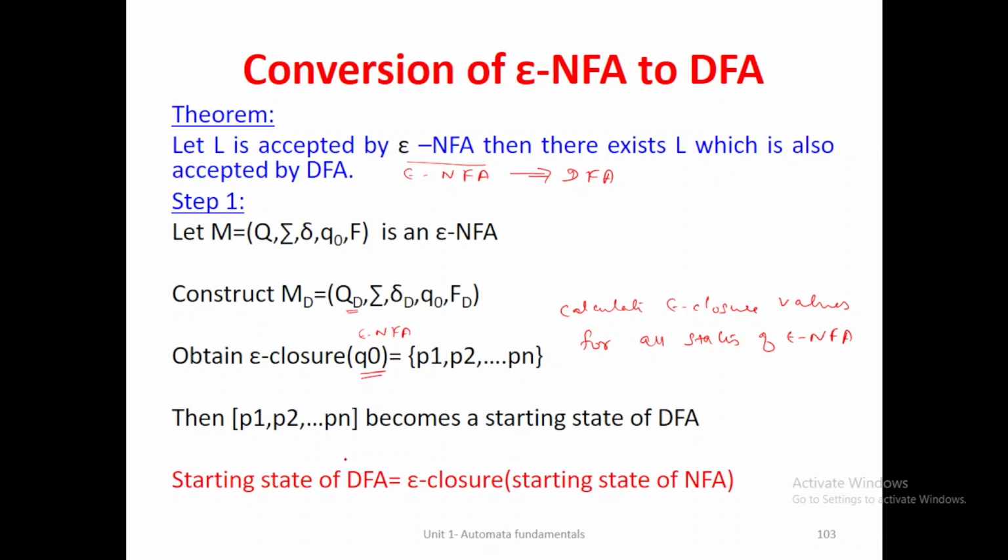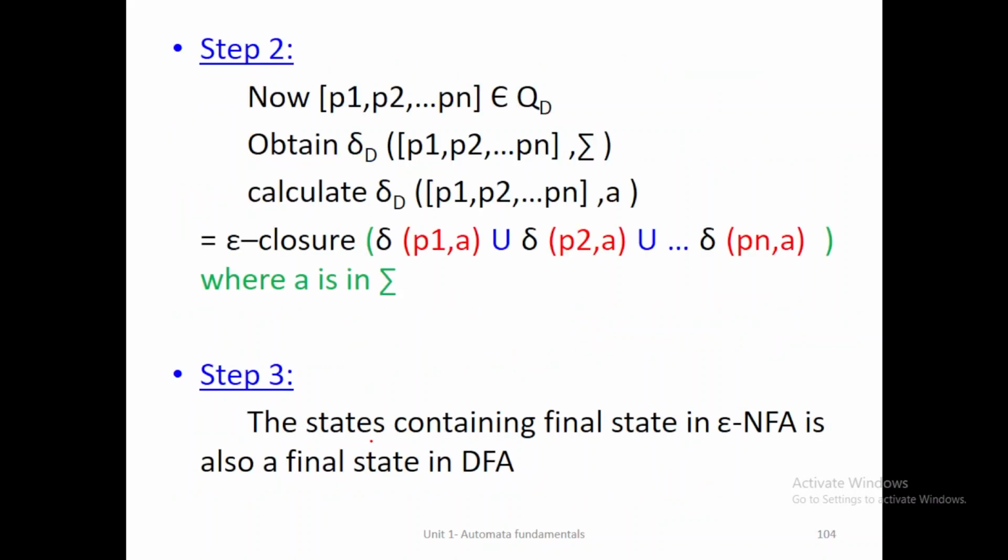Then, how can you calculate the starting state of the DFA? What is the epsilon closure of the NFA starting state? That is the epsilon NFA starting state, which is also the DFA starting state. Then you should obtain the calculation. That means we should calculate the tilde D value for the resultant answer. Here the square bracket of P1, P2, Pn is nothing but it will be calculated with the epsilon closure of the starting state of the epsilon NFA. This is the resultant answer.